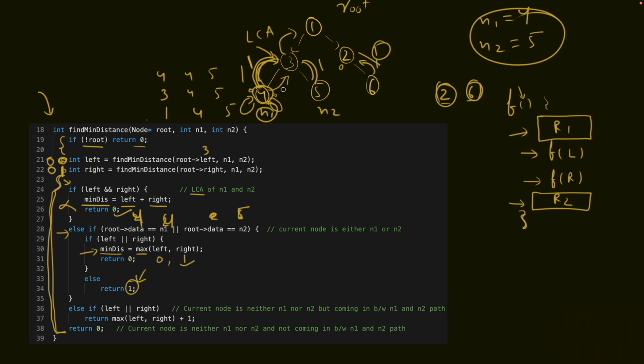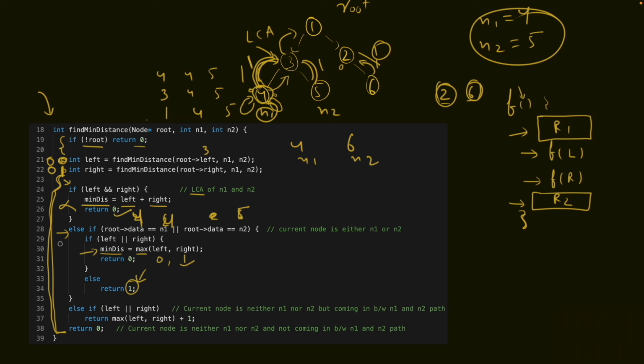What I mean is, let's suppose you are looking for 4 and 6 and you are at the third location. I mean, you are at this node, then this condition would be true. How? We'll see that. Let's suppose you're looking for 4 and 6, N1 and N2. So this is 4 and this is 6.